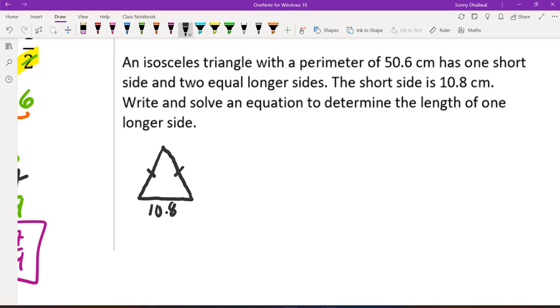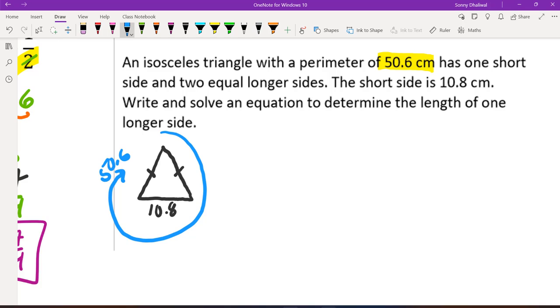The other piece of information they give us is the perimeter is 50.6. What does the word perimeter mean again? All sides, right? So the perimeter is the distance around the outside, which they're saying is 50.6. Okay, so let's do this one without setting up an equation first. If we know the distance around is 50.6, and this is 10.8, how big must these be? How must those two missing sides be?